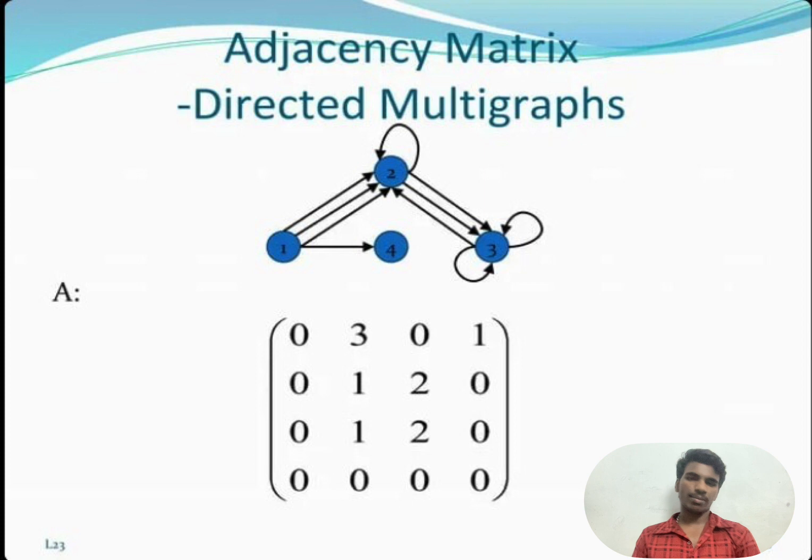Adjacency matrix in directed multigraphs. Here 0 is connected to 1, 1 is connected to 4, another node is connected to 3, and so on, and node 2 is connected to itself.